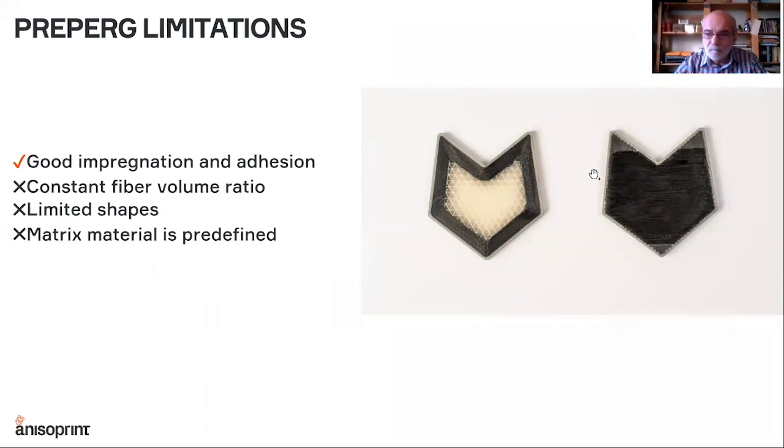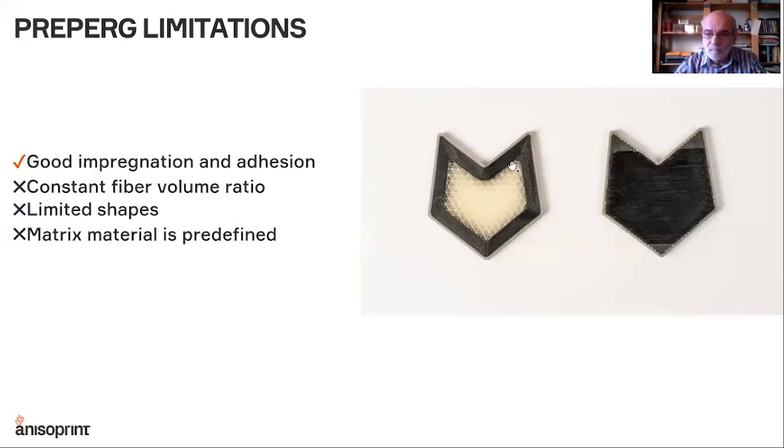But the prepregs have many limitations. They always have a constant fiber to matrix volume ratio. With the prepregs, especially if it's a tape, you cannot have curvilinear fiber paths. With prepreg fibers, you still can, but with tapes, you cannot. And the matrix material that is used is always predefined by the manufacturer, whatever he impregnates the fiber with at his prepreg manufacturing line.